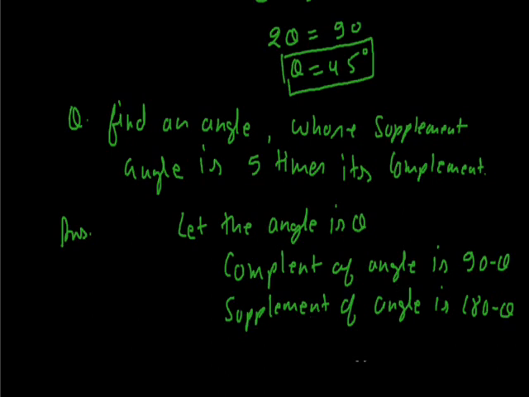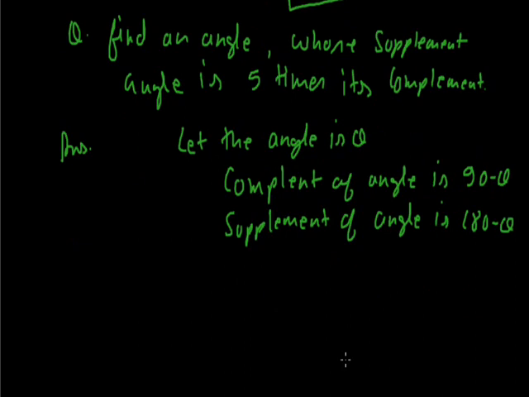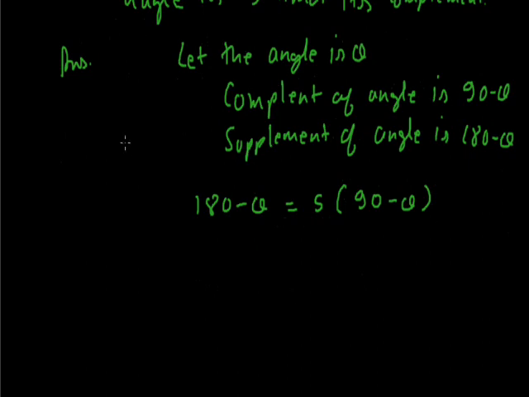So according to the question, it is given that the supplement angle, that is 180 minus theta, is 5 times its complement, that is 90 minus theta. The supplement angle is equal to 5 times the complement. Now we solve this equation. 180 minus theta is equal to 5 into 90, that is 450, minus 5 theta.